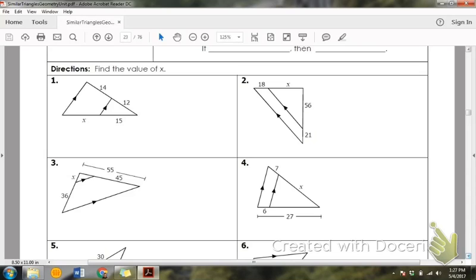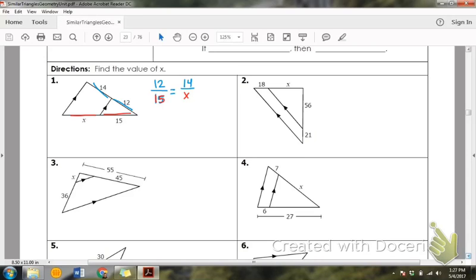Again, this whole unit is all about proportions. I'm going to say 12 over 15. Okay, so 12 over 15 equals what, do you think? 14 over x. So I did the blue sides on the top, the red sides on the bottom. You have to stay consistent. Being consistent is going to be the key here.